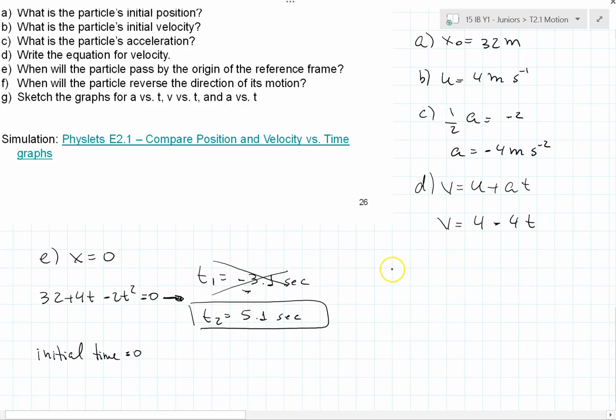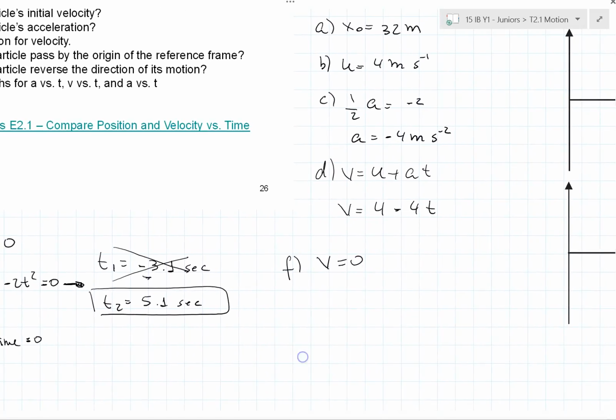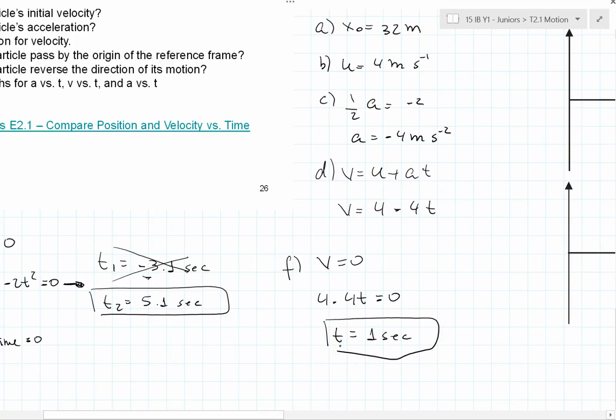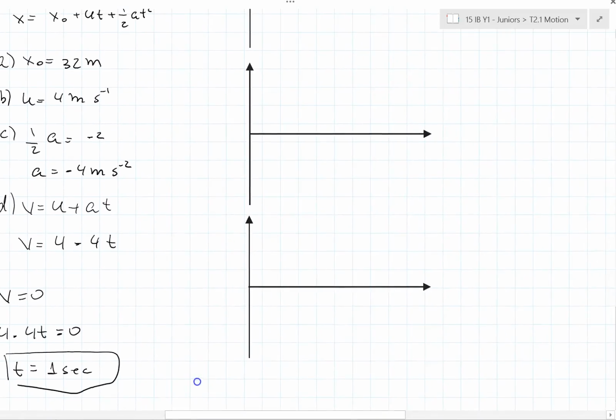So let's remember that reverse direction of motion, velocity must be 0. So I'm just going to get my equation for velocity, 4 minus 4t. I'm going to set this to 0, and then this is going to happen at t equals 1 second. So here is my reverse direction of motion. Finally, we have the graphs.